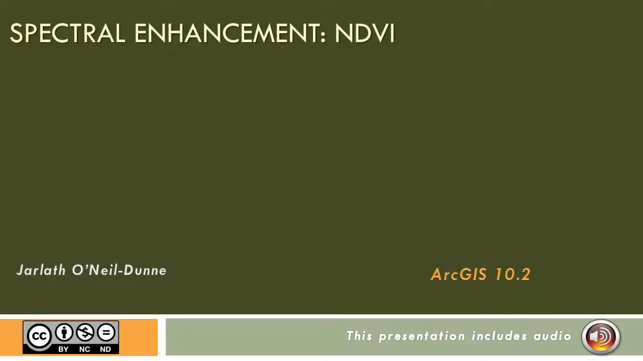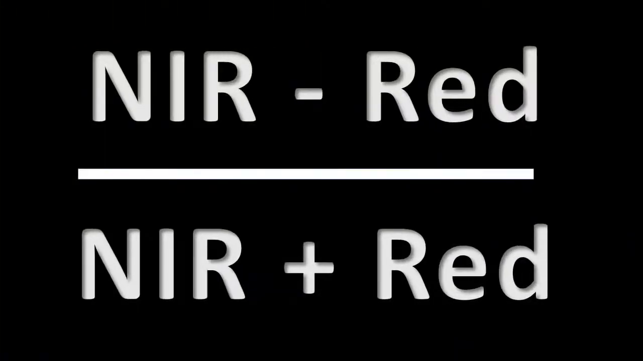This video will show you how to compute the Normalized Difference Vegetation Index, or NDVI, using ArcGIS. NDVI can be computed from multispectral remotely sensed data using the formula of the near-infrared band minus the red band divided by the near-infrared band plus the red band. This yields values that range from -1 to +1, with -1 values indicating low vegetation content and values closer to 1 indicating high vegetation content.